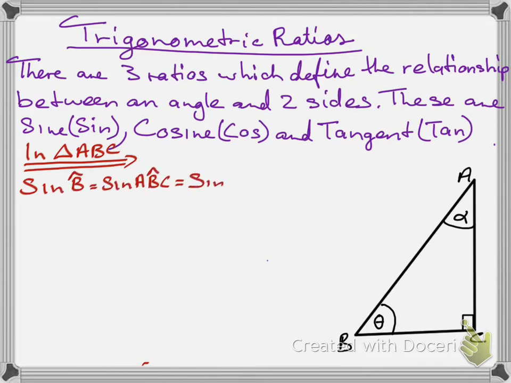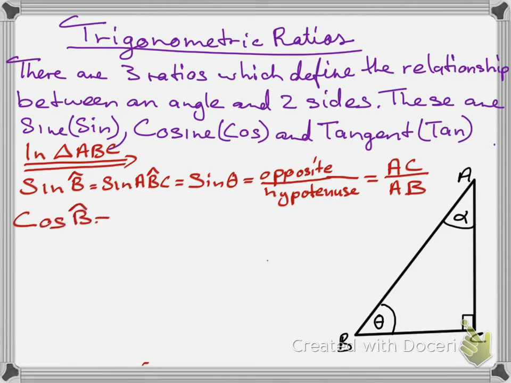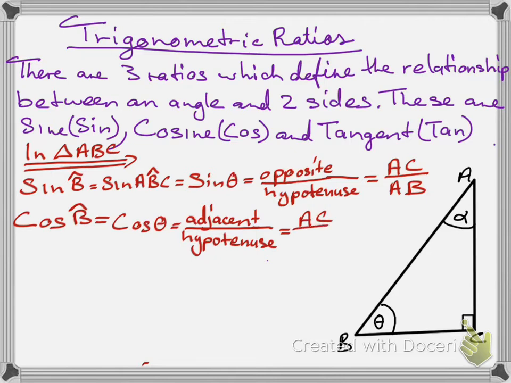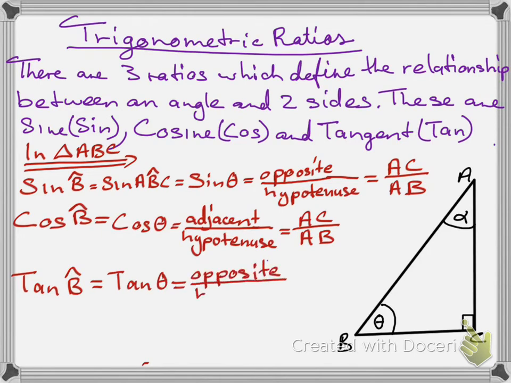will be, we can write it in different ways. Sine of angle B will be equal to the opposite side all over the hypotenuse, and this will be AC all over AB. And then cos of angle B, which is cos theta, will be equal to the adjacent side all over the hypotenuse. And then tan of angle B, which is tan theta, will be equal to the opposite side divided by the adjacent side, which is AC all over BC.